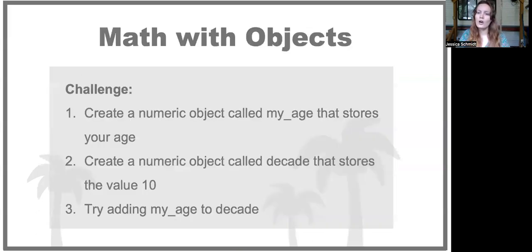Okay, so let's try doing some math with objects. Since we are bothering to create all of these values and objects in our global environment, let's see what we can do with them. Please give this one a go. So our challenge is to create a numeric object called myAge that stores your age, then create a numeric object called decade that stores the value 10, and then try adding myAge plus decade. And what you should be seeing is that R knows how to calculate math with objects. So please try that out and make sure that it works as expected.